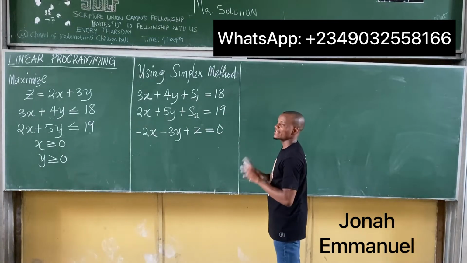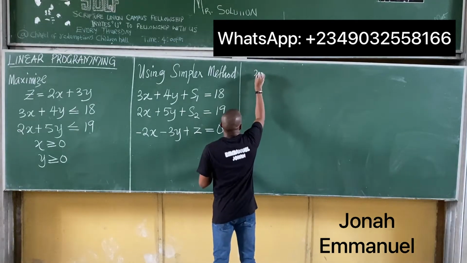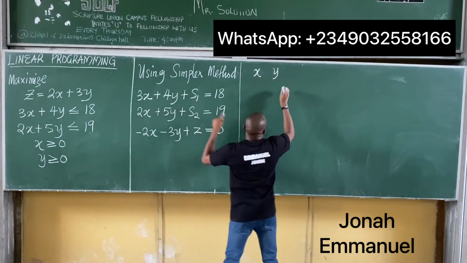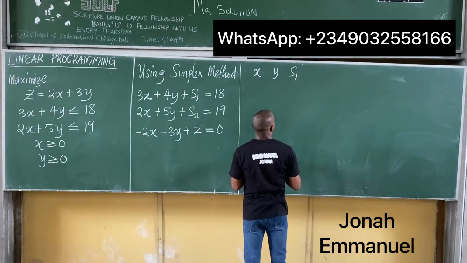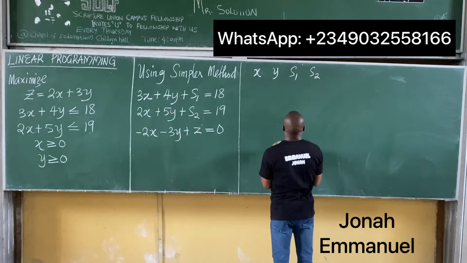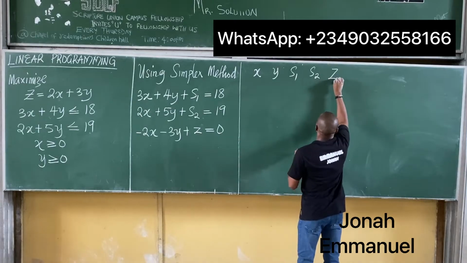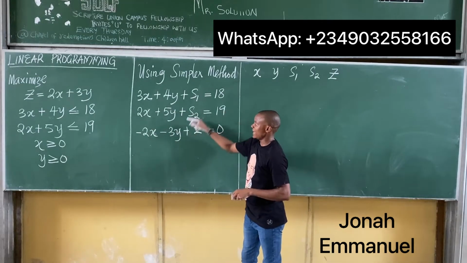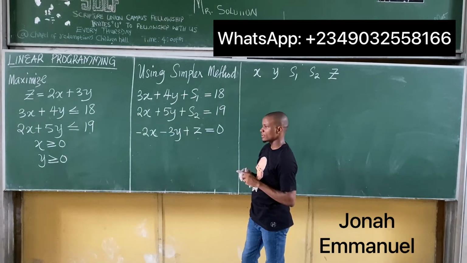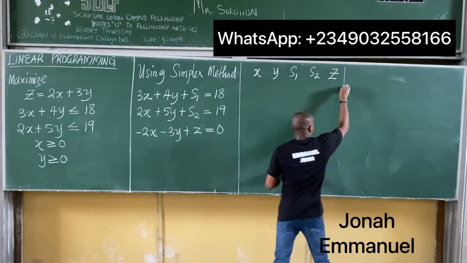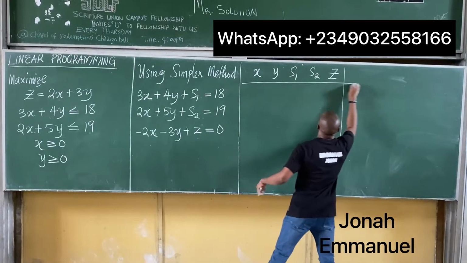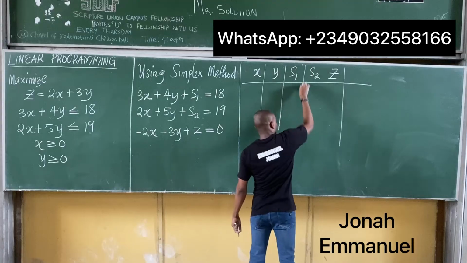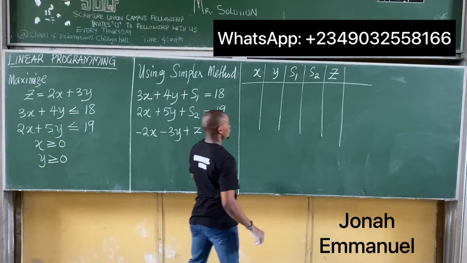So this is what my table looks like. My table becomes this: x, y, next up s1, my first slack variable, next up s2, my second slack variable, next up z. So these are all my variables: x, y, s1, s2, and z. That's how you do this. Okay, so what next? Break this one down. Perhaps let's do it like this.